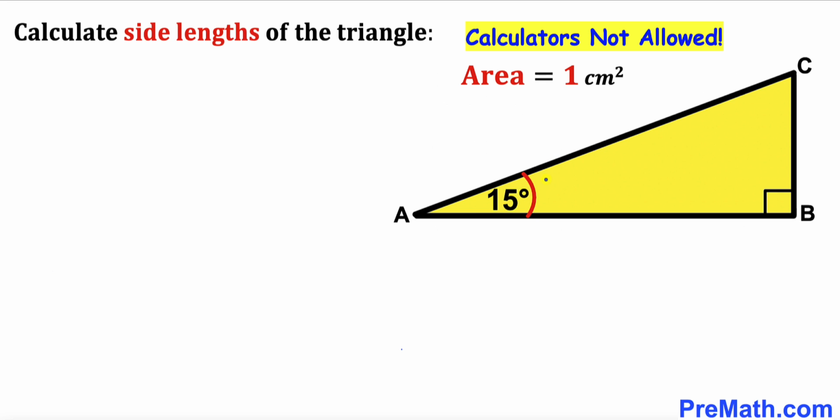We have this right triangle ABC, as you can see in this diagram, such that this angle BAC is 15 degrees, and the area of this given right triangle is 1 centimeter square. And we are not supposed to be using calculators at all. Now our task is to calculate the side lengths AB, BC, and AC of this right triangle.